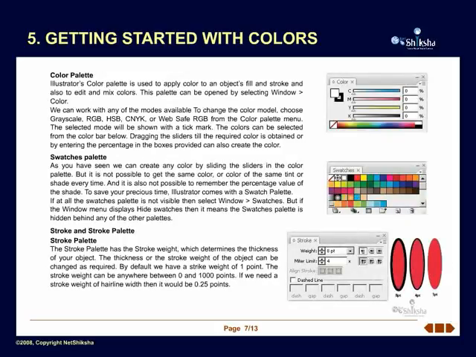Color palette. Illustrator's color palette is used to apply color to an object's fill and stroke and also to edit and mix colors. This palette can be opened by selecting Window and then Color. We can work with any of the modes available. To change the color model, choose Grayscale, RGB, HSB, CMYK or Web Safe RGB from the Color Palette menu. The selected mode will be shown with a tick mark.